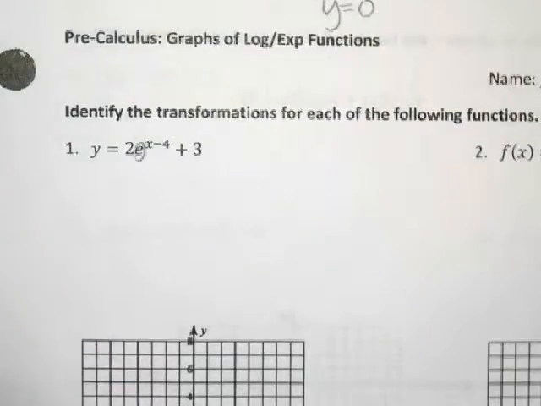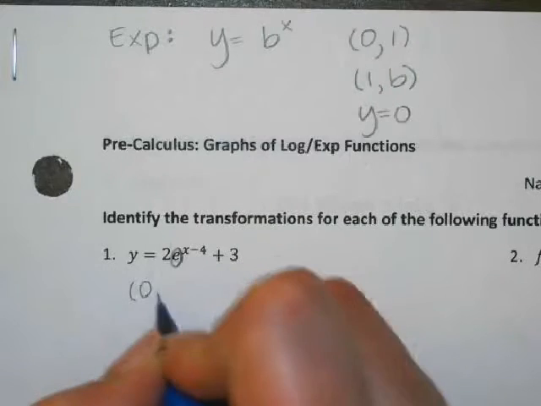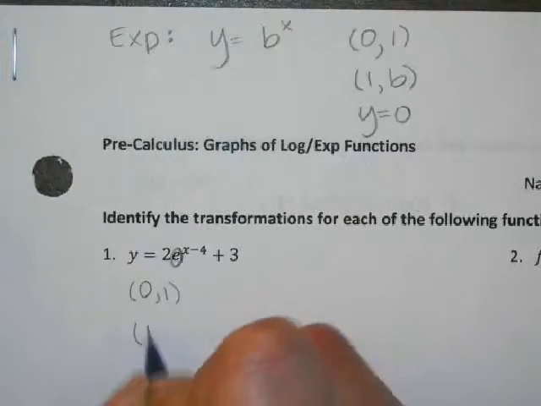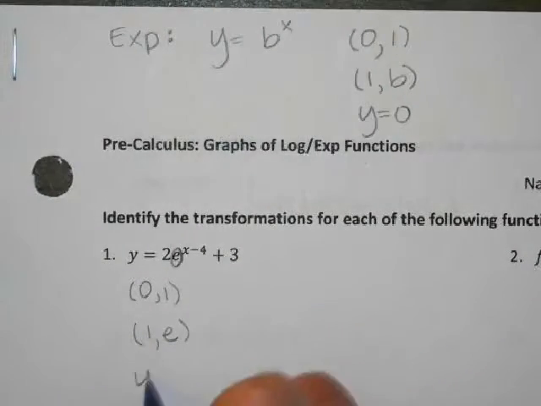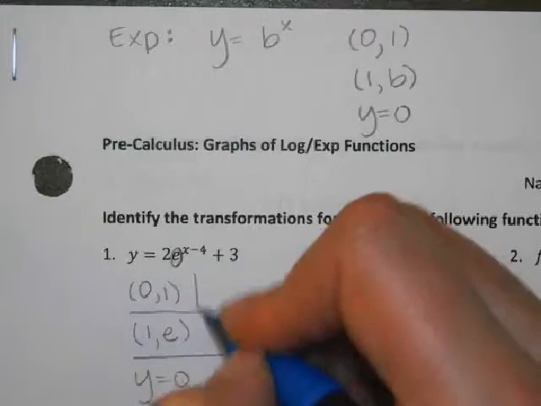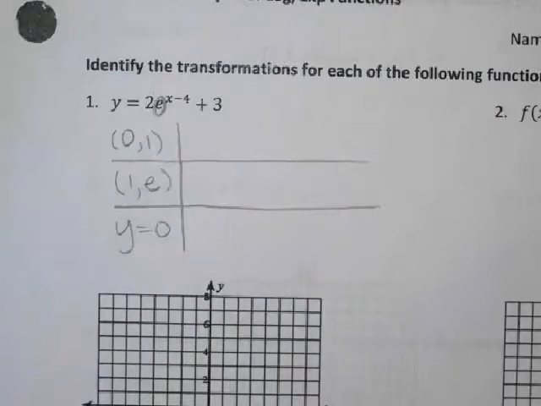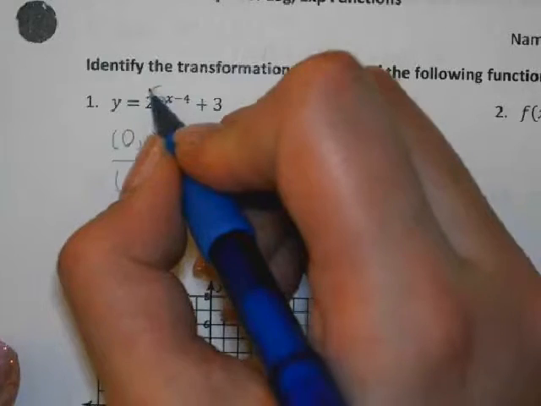Okay, so if we start the chart for this graph, we're going to have (0, 1), (1, e), and then y equals 0. And what are the transformations that happen on number 1?